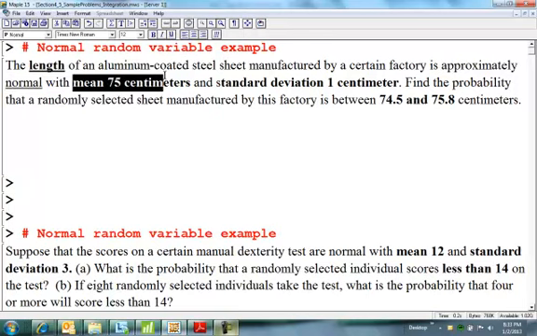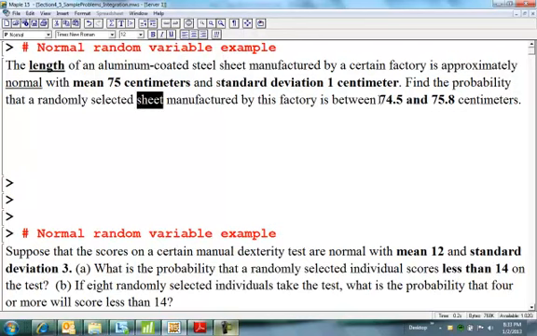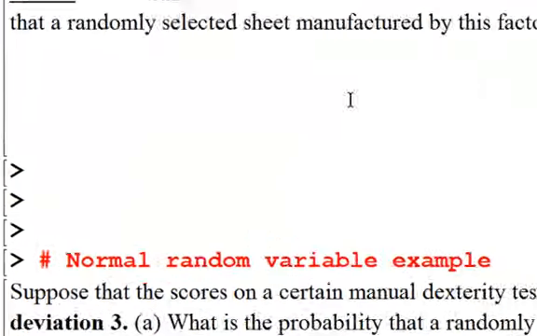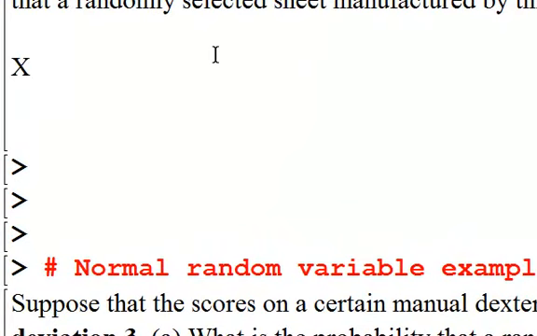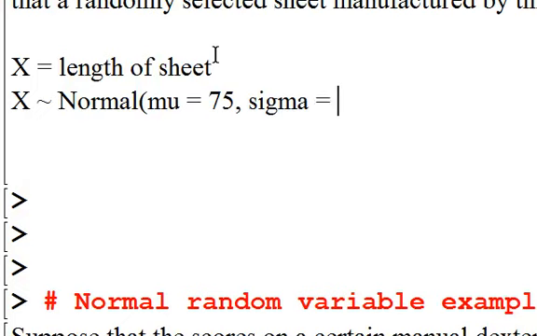Normal with a mean of 75 centimeters and a standard deviation of 1 centimeter. Find the probability that you select one of these sheets, and it's between 74.5 and 75.8 centimeters. Okay, so first I'm going to let x be the length of sheet. And we're told that x has the shape of a normal distribution with mu equal to 75 and sigma equal to 1.